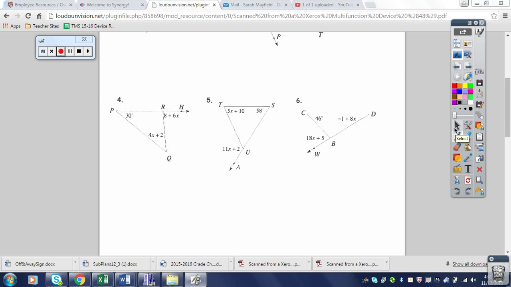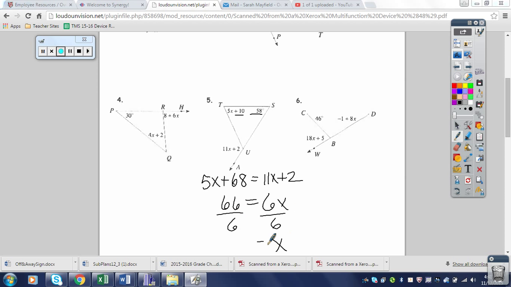So if I look at number 5, I should have 5x plus 68, because I added 10 and 58 together, equals 11x plus 2. Solve for x, you get 6x equals 66. Divide by 6. X should be 11. And your missing angles should be 65 degrees and 123 degrees.